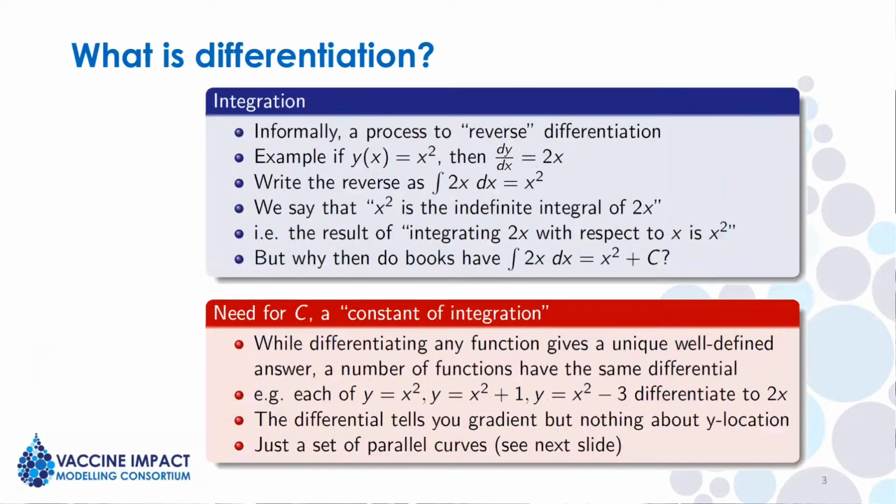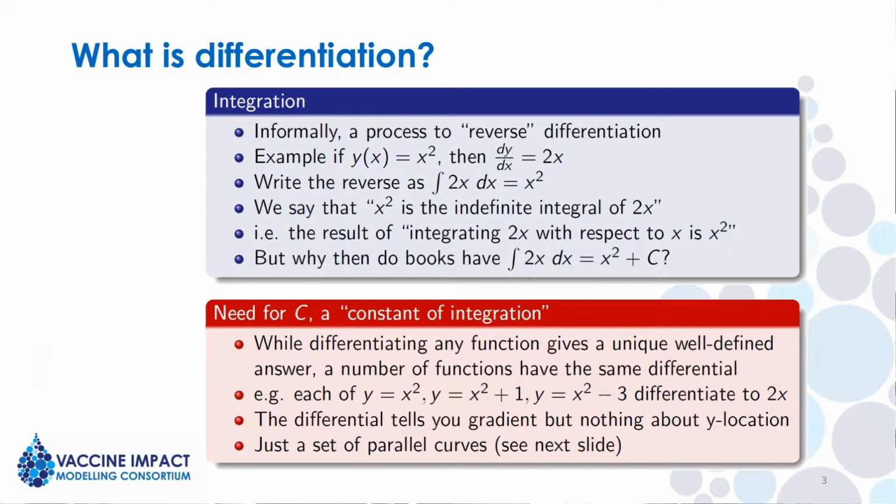So this should read integration, apologies. So integration, what are we doing with it? We're essentially reversing differentiation. If we had y is equal to x squared and we differentiated it to get dy by dx is equal to 2x, which we've just seen, our integration, which we write as this, so the integral of 2x with respect to x, so you need the dx, is x squared.